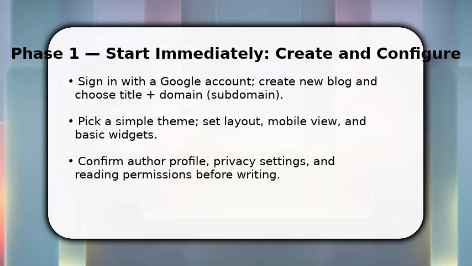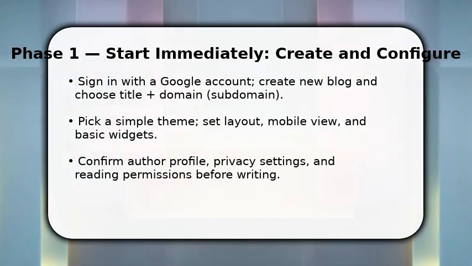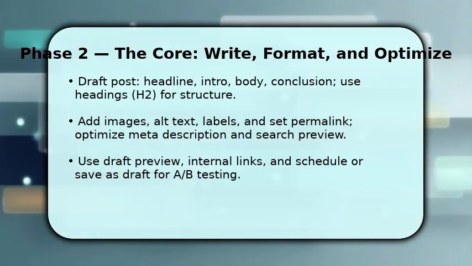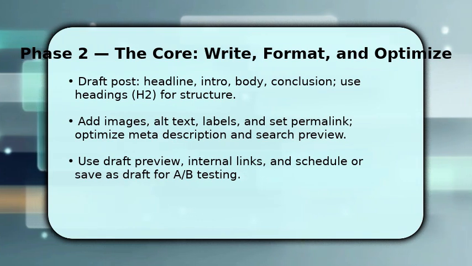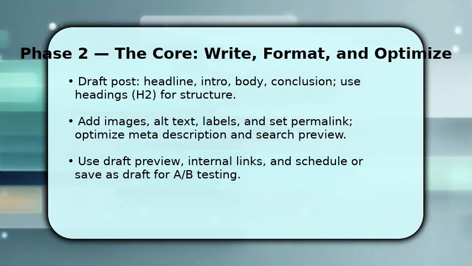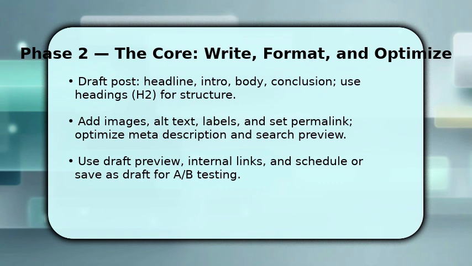You draft the post with a strong headline, a short intro, and clear headings, H2 for sections, because structure helps readers and SEO. Then insert images with good alt text and resize them for fast loading, add labels to categorize content, and choose a custom permalink if needed. Make sure the search description is concise so readers see a useful snippet.